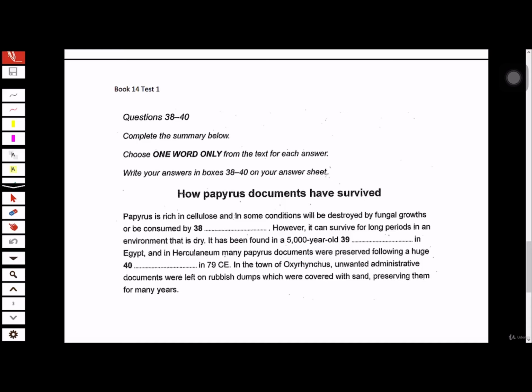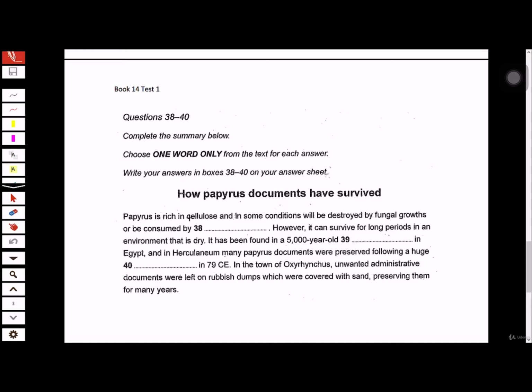Now, the first step, of course, is to understand that a summary question is basically the same as a fill-in-the-blank question. It operates under the same principles. So the blank line that you're filling, like for number 38, it comes at the end of the sentence. For number 39, it comes in the middle of the sentence. And then number 40 comes towards the end of the second sentence also. So our first step is to go ahead and identify our keywords.